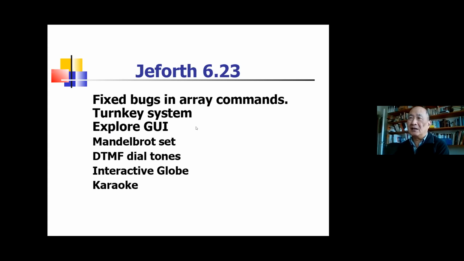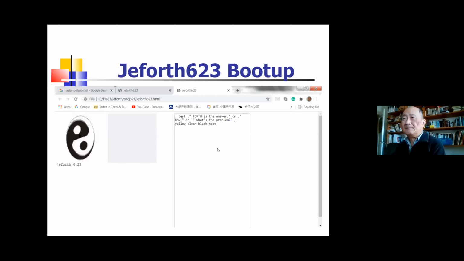I also explored GUI with Mandelbrot, DTMF, Interactive Globe, and the karaoke I showed last time. So I have a new web page design. This is the input box, and here is the output box, and then my logo. I wanted to get the canvas bigger. In 6.13 the canvas is 100 by 100 pixels. Now I have 200 by 200 pixels. I just want to experiment with the canvas more, so this is a much more convenient setup.